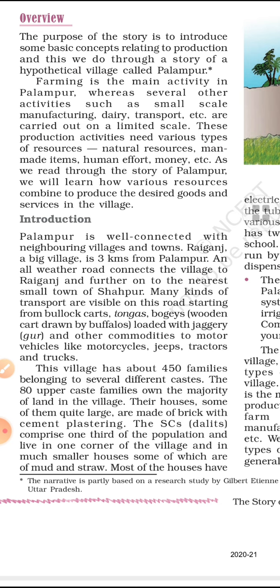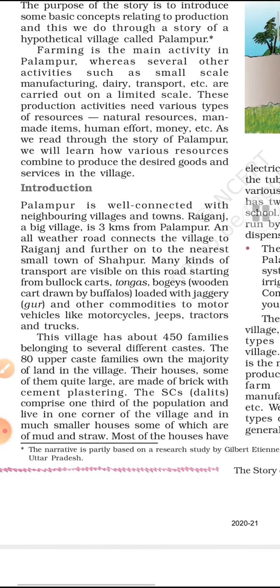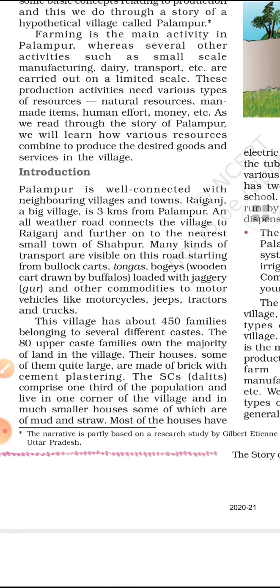So farming is the main activity in Palampur, whereas there are several other activities such as small scale manufacturing, dairy, transport, etc. Generally, you have seen in villages that people have their own land and cultivate it, and simultaneously they rear animals and sell the milk. On the other side, people who do not have land have their own kind of business; they open a shop or do other kinds of work. These production activities need various types of resources like natural resources, man-made items, human effort, money, etc.